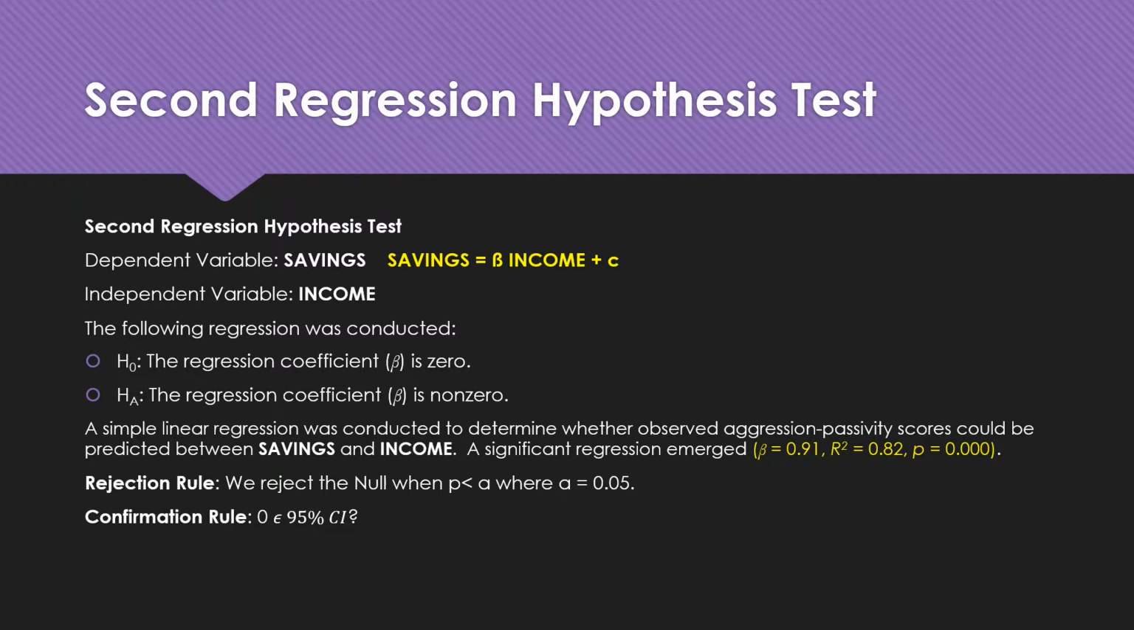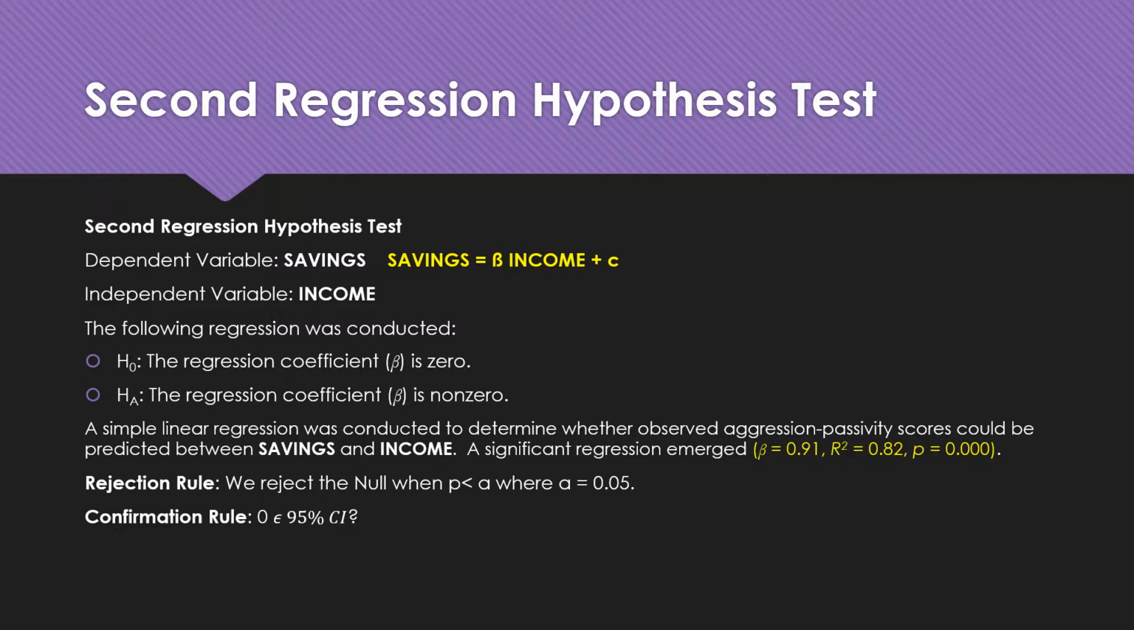In the second regression hypothesis test, we know that savings is the dependent variable and income is the independent variable. We state the null and the alternative regression. A simple linear regression was conducted to determine whether savings could be predicted from income. A significant regression emerged. Beta equals 0.91, R squared equals 0.82, and the p-value equals 0.00.